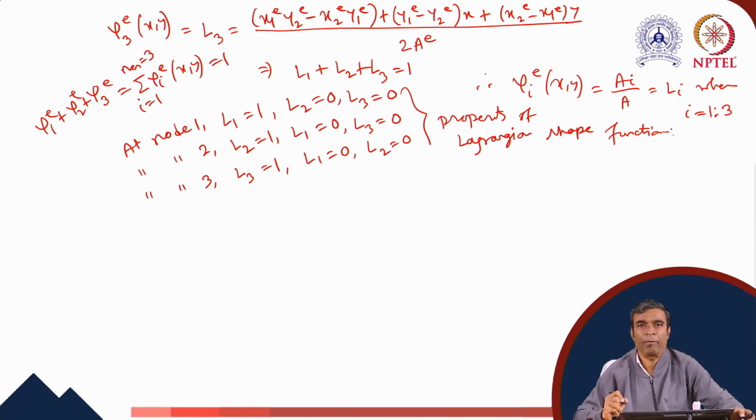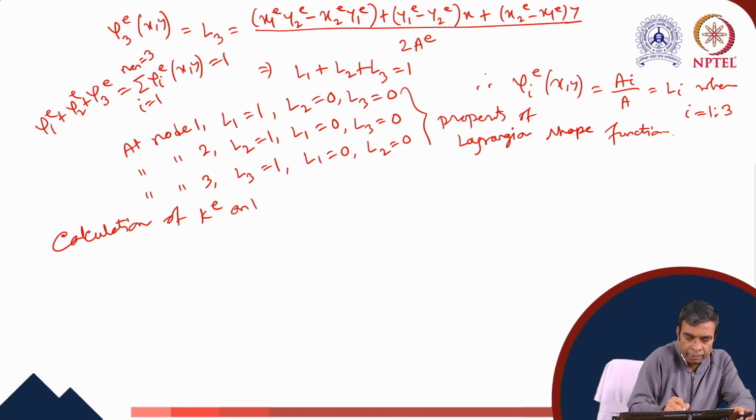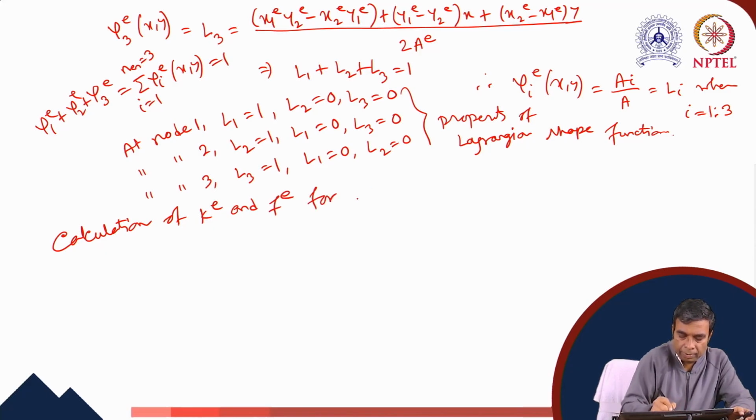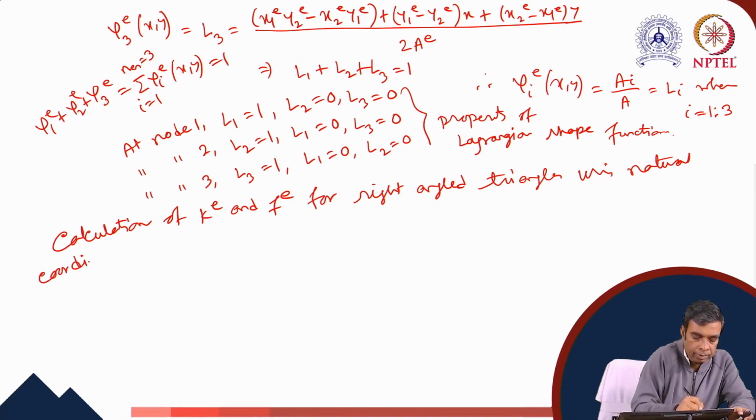Now, we perform the calculation of KE and FE for triangular elements with a right angle for the triangle. Calculation of KE and FE for right angled triangles using natural coordinates and Gauss quadrature.